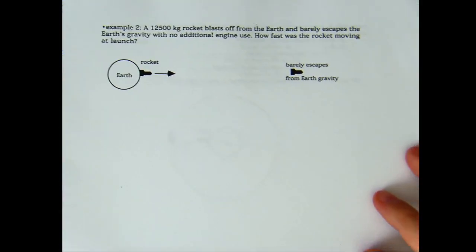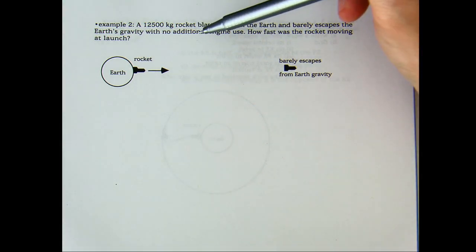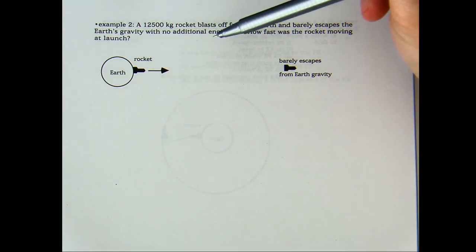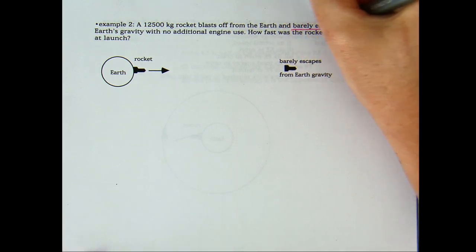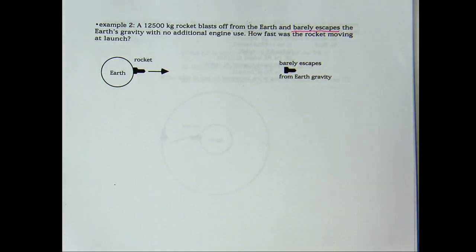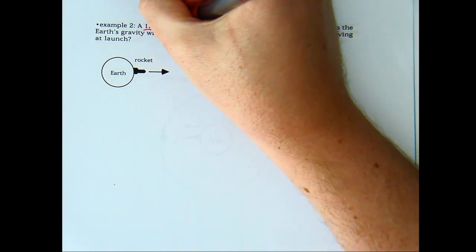So we've got a 12,500 kilogram rocket blasting off from Earth and barely escaping the Earth's gravity with no additional engine use. So one large explosion, boom, it starts moving and then barely escapes. The hardest part with a lot of these questions is identifying what the different energies are and where they are, based on the language in the problem. So let's look at the problem we've got. We've got the mass here of our rocket. That's going to be useful.